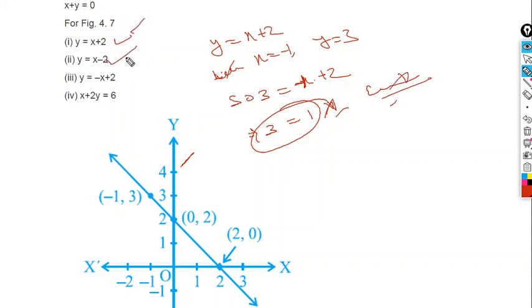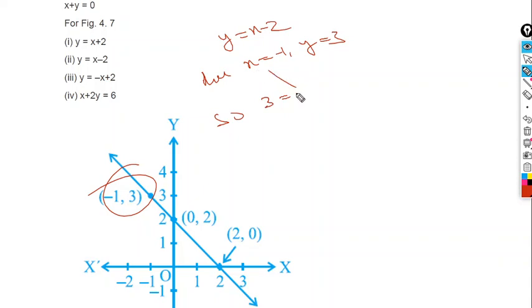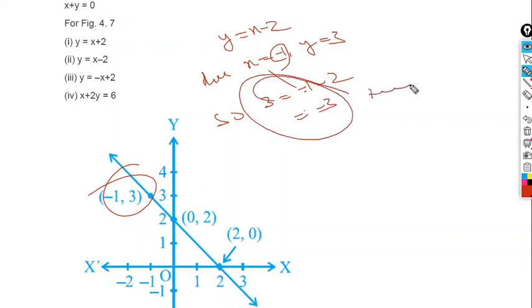Similarly, you try y equal to x minus 2. Here you first try this point. Here x equal to minus 1, y equal to 3. So y equal to 3 means 3 equal to x minus 2. The value of x is minus 1, so minus 1 minus 2 is minus 3. So it is also not satisfying: 3 equal to minus 3. This equation is also not satisfied.